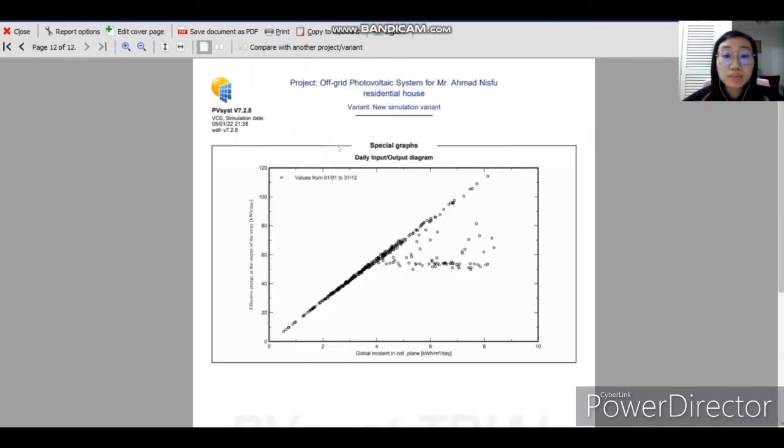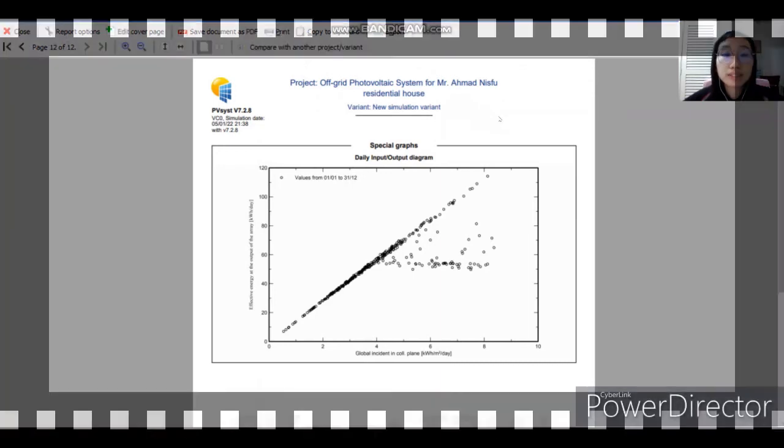And this is the special graph, which is used for the daily input and output diagram for the effective energy in kilowatt hour per day. And this is the design for the off-grid photovoltaic system for Mr. Ahmad Nifu's residential house. Thank you.